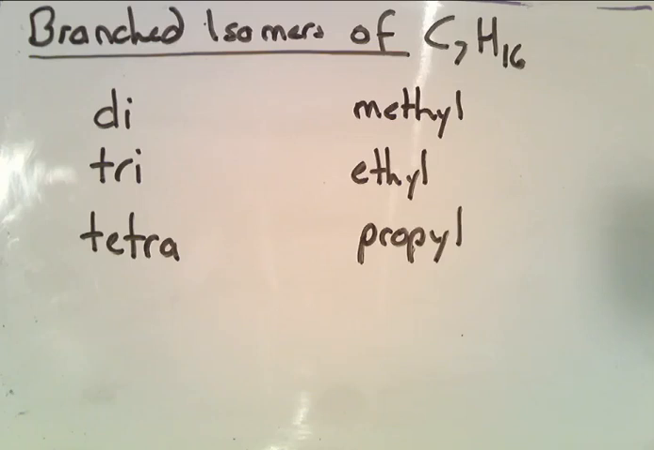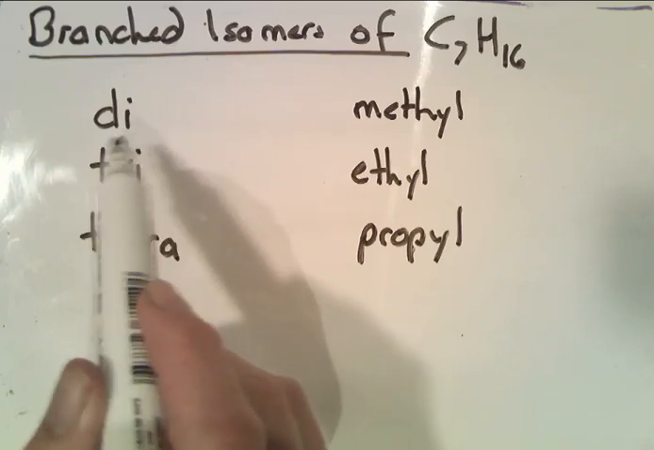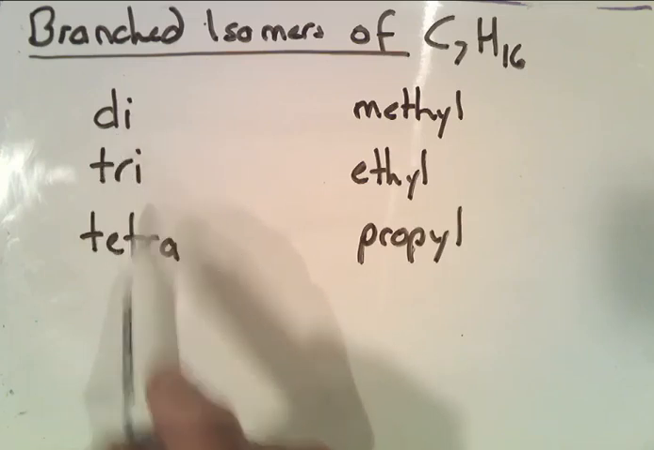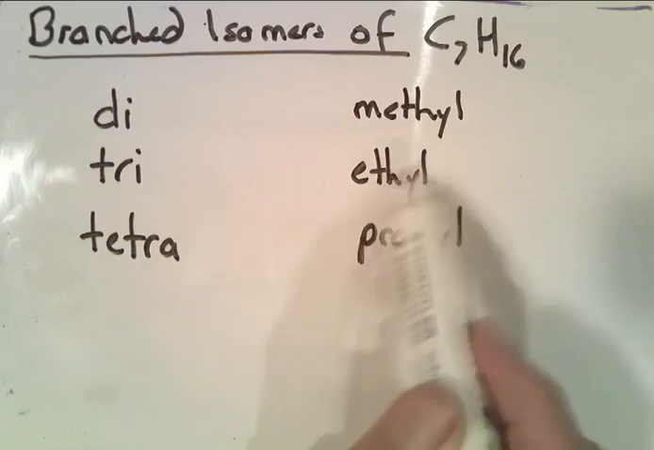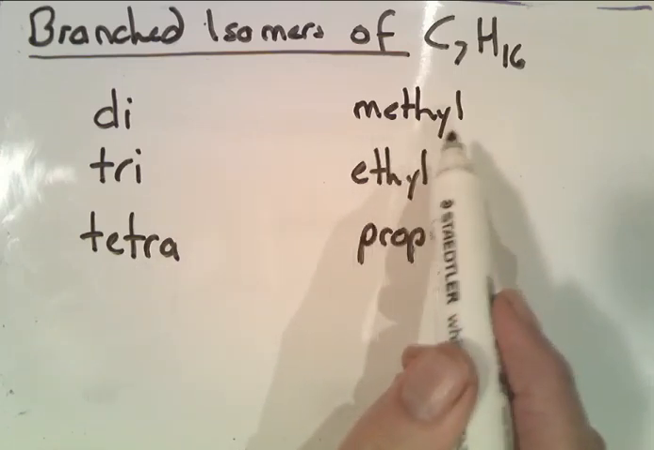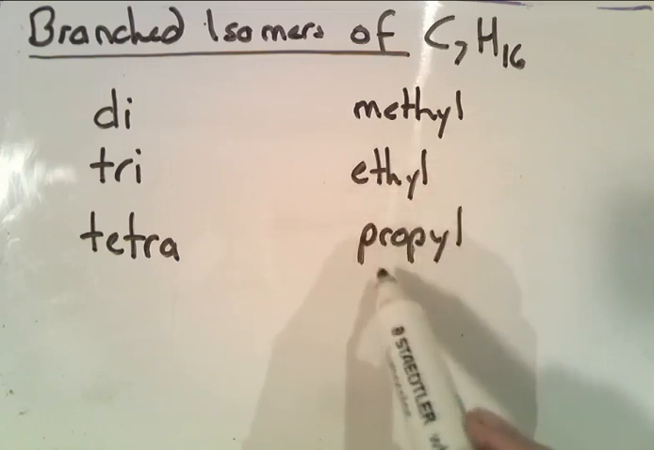Okay, so some of the alkane subscripts. Di means 2, so you've got 2 of the same group, or 3 of the same group, or 4 of the same group. If your group has 1 carbon, then it's a methyl. If it has 2 carbons, it's ethyl. 3 carbons, propyl.